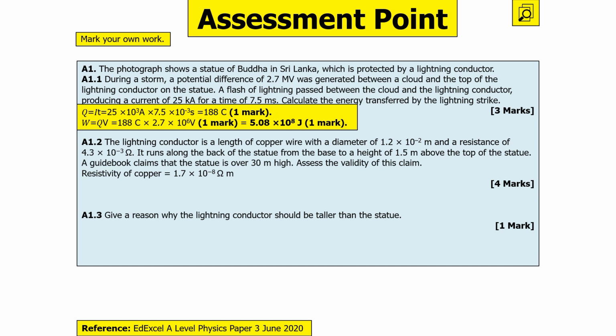Then we can say work done is charge times potential difference. Pop in all the values. Megavolts turns into volts by doing times 10 to the 6. So we get 5.08 times 10 to the 8 joules.